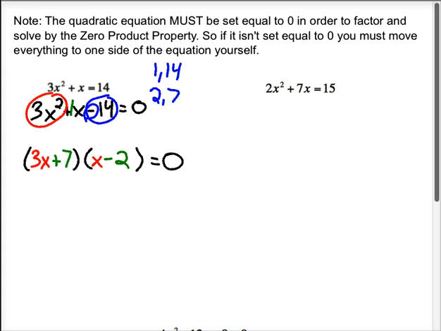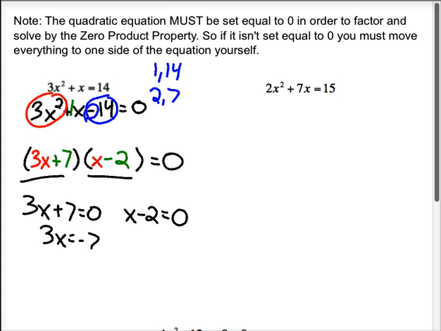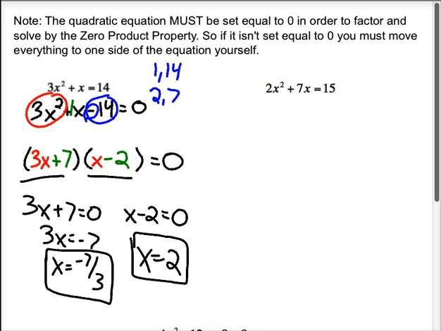And now that we have our factored form, we have two things multiplying to 0. So I'm going to set each of them equal to 0. So I'm going to subtract the 7 and divide by 3. This one, I just have to add the 2 over. And I get my two answers.